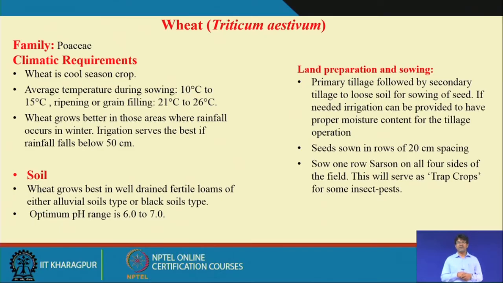And at sowing time you can sow mustard on the sides of the field, so that it can serve as a trap crop for some insect pests. They are attracted towards the mustard, so the main crop can be free from many insect pests and diseases.